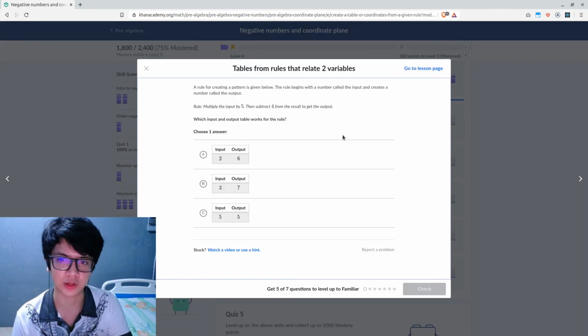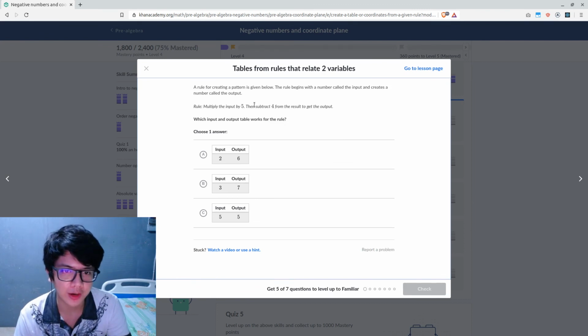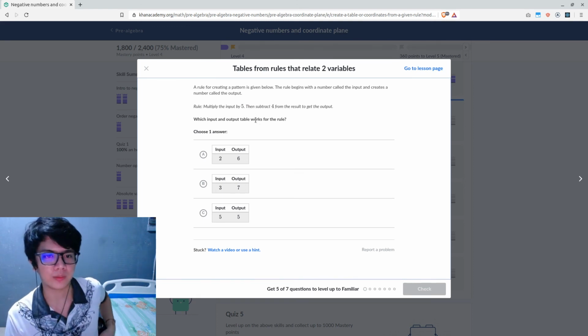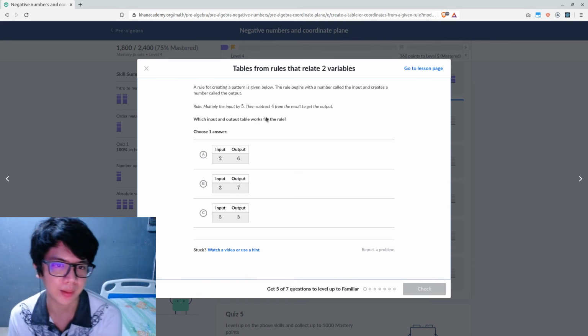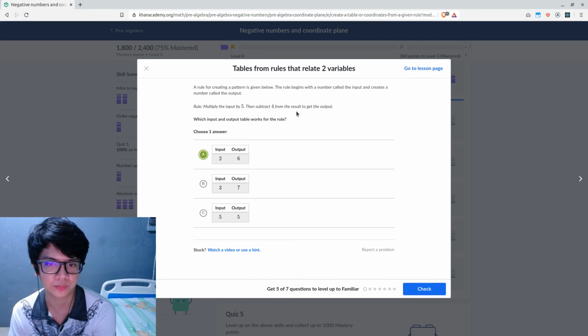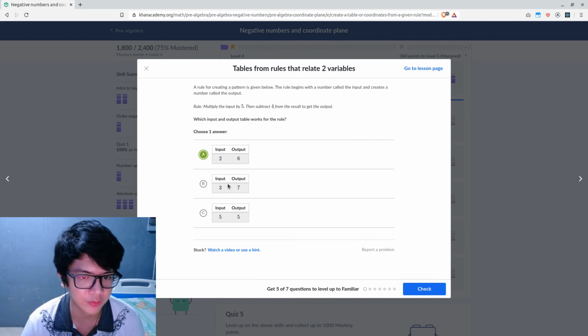Table from rules that relate to variables. A rule for creating a pattern is given below. The rule begins with a number called the input and creates a number called the output. Multiply the input by 5, then subtract 4 from the result to get the output. Which input and output works for the rule? Okay. Multiply the input by 5, it's going to be 10 minus 4, it's 2. No. Minus 4, it's 6. If you multiply this by 5, you get 15. It's 11. 25.